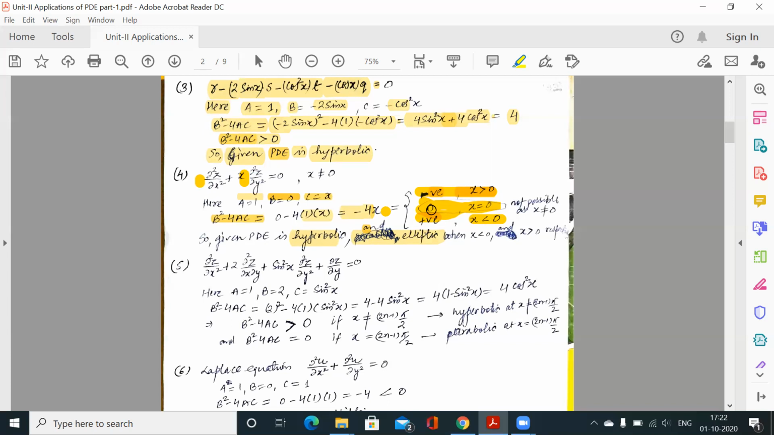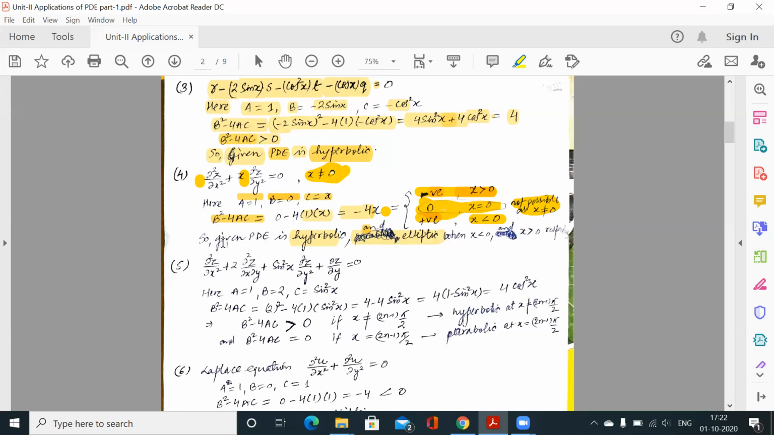In this case it would be a parabolic equation, but this is not the case, because in the question itself we are given that x is not equal to 0. So if x is not equal to 0, this b square minus 4ac is never 0. Clear? We will not consider this case, because this is not a possibility. X cannot be 0, it is already given. So this equation is never parabolic, because x is not equal to 0.